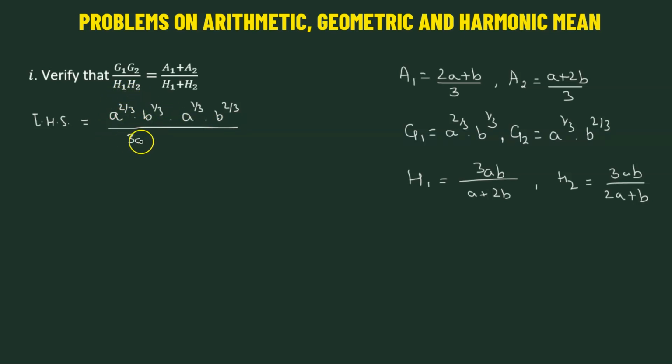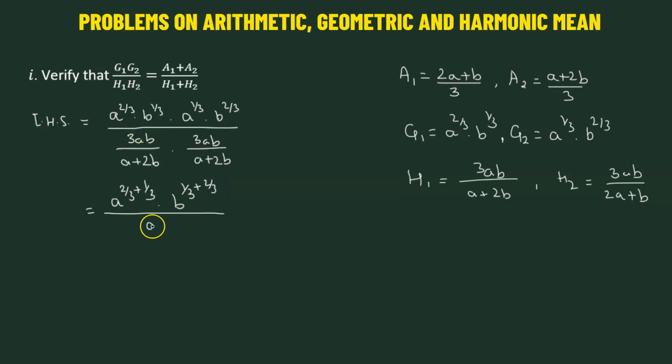So we have 3ab multiplied to it is a plus 2b. And then h2, so that's 3ab divided by a plus 2b. Now we're going to use the law of the exponents to multiply a raised to the power of 2/3 and a raised to the power of 1/3. So the powers will get added. Similarly for b, we have b raised to the power of 1/3 added to 2/3.